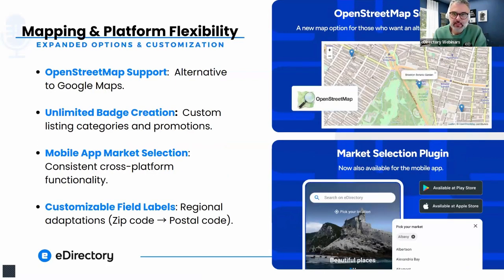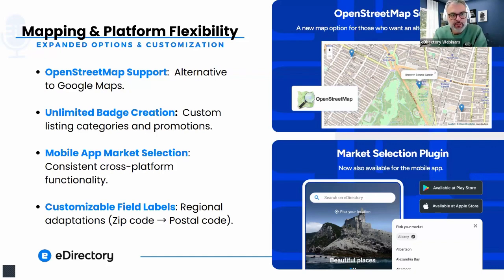Another flexibility that we are offering for the platform in this new version is mapping. Flexibility means more freedom for you as a site owner. So now we offer an alternative to Google Maps, called OpenStreetMap support, that gives you mapping alternatives, reducing the dependency on single providers such as Google Maps, and potentially cutting costs.